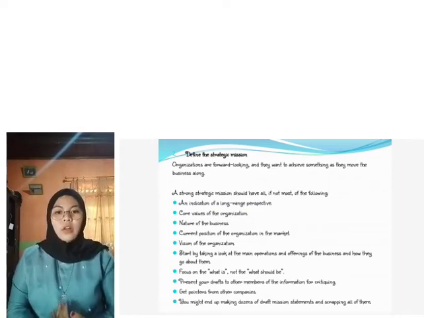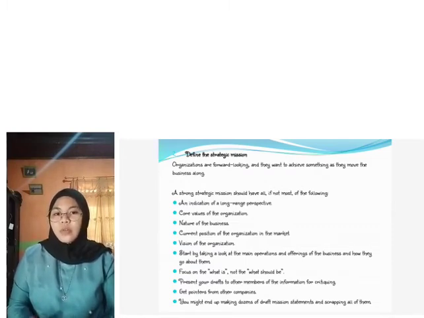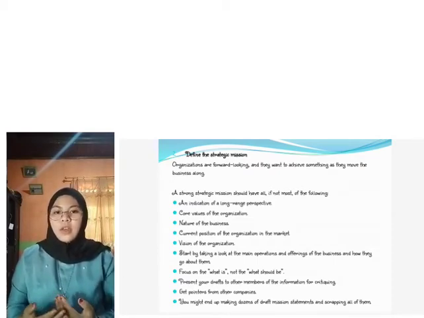Start by taking a look at the main operations and offerings of the business and how they go about them. Focus on what is, not what should be. Present your draft to other members of the organization for critiquing. Get pointers from other companies. You might end up making dozens of draft mission statements and scrapping all of them.